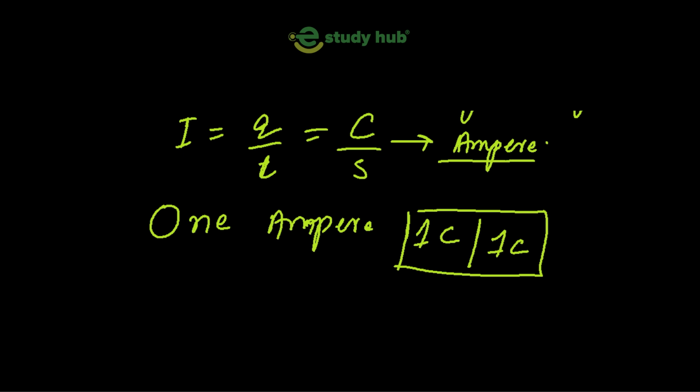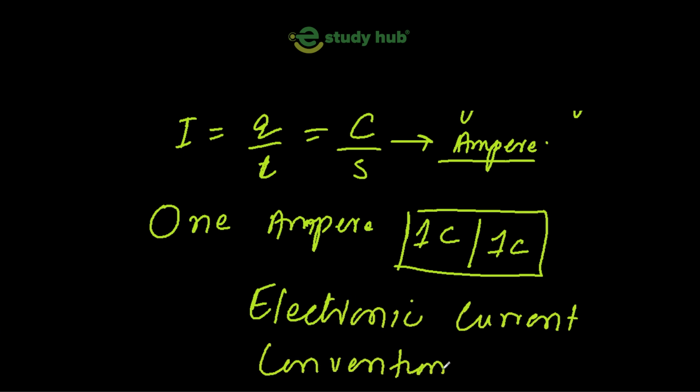Now you may ask, we defined current as the flow of charge, so which kind of charge? Charge has two kinds, positive charge and negative charge. You may ask, sir, positive charge or negative charge? So there are basically two types of current. One is electronic current, and the second one is conventional current. What is electronic current? Electronic current means the current due to electrons. An electron has negative charge, so the current due to electrons is called electronic current.